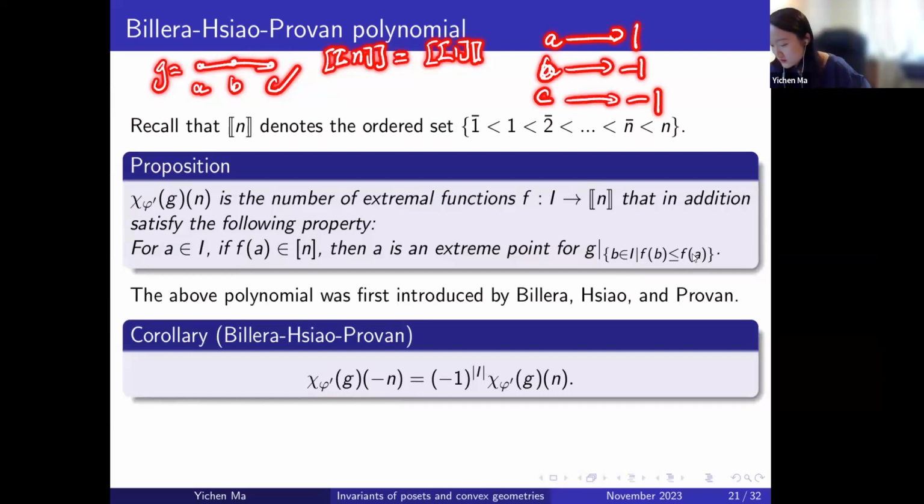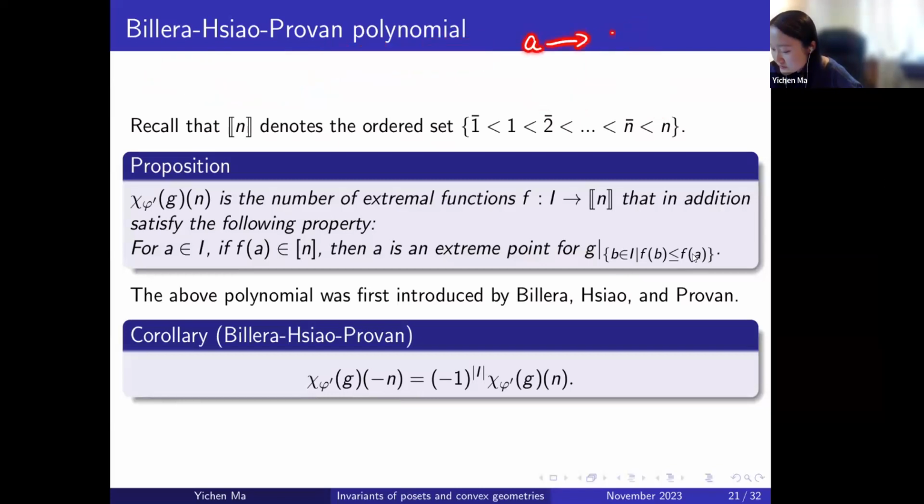Right. Okay, so do you mean 1 bar? Or yes, you mean 1 bar? Okay. 1 bar, yes. So the idea is that we're doing some signed version of n.